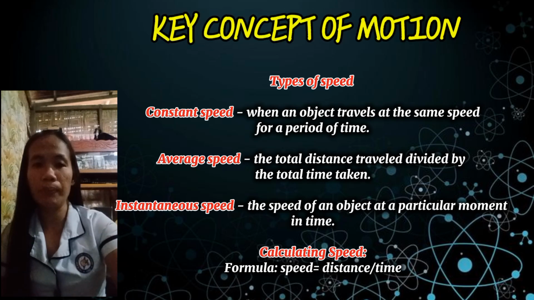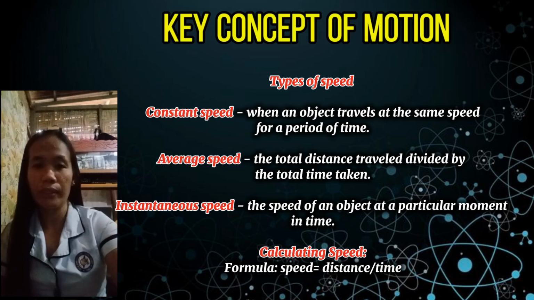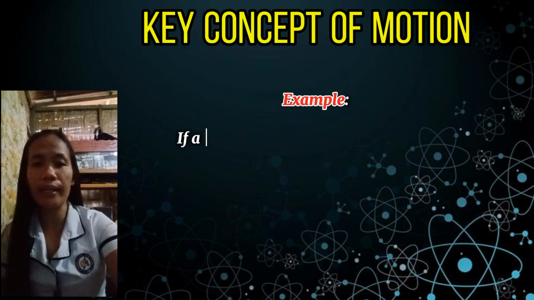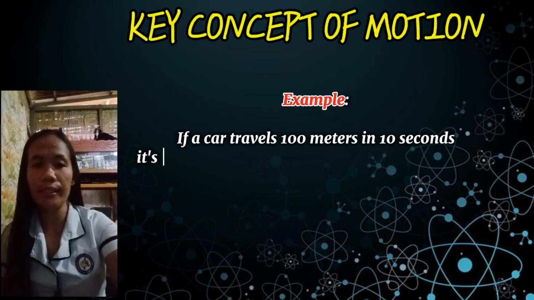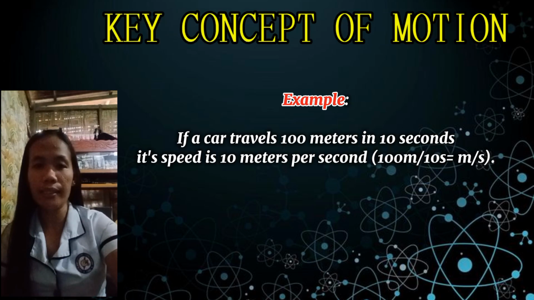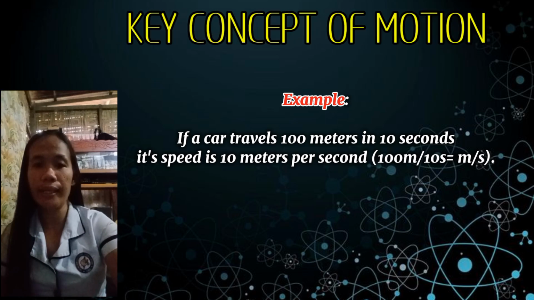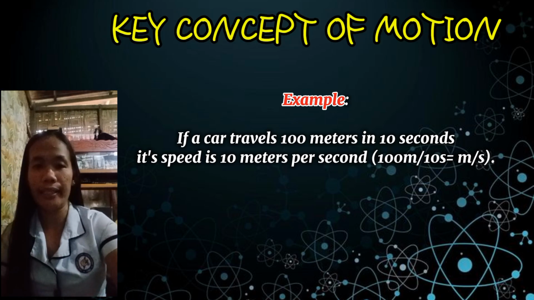Calculating speed: the formula is speed equals distance over time. For example, if a car travels 100 meters in 10 seconds, its speed is 10 meters per second, or 100 m per 10 seconds equals 10 m per s.